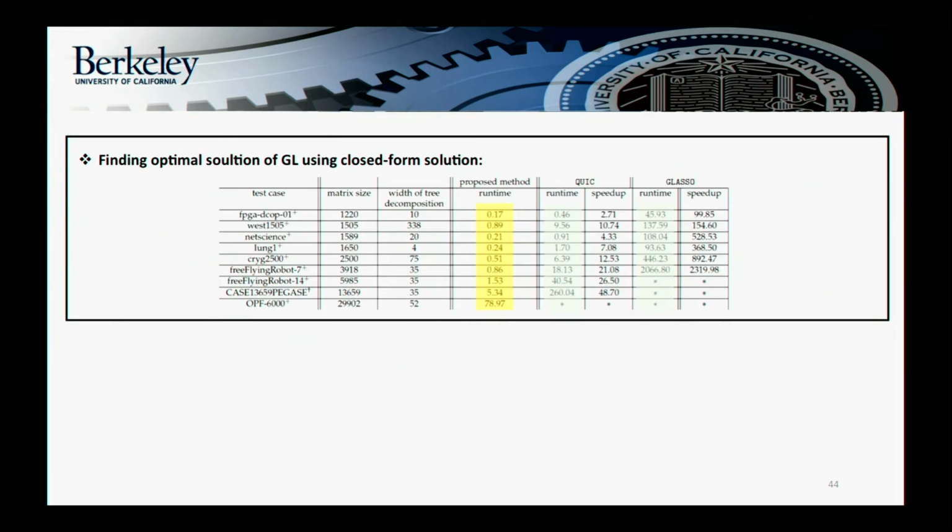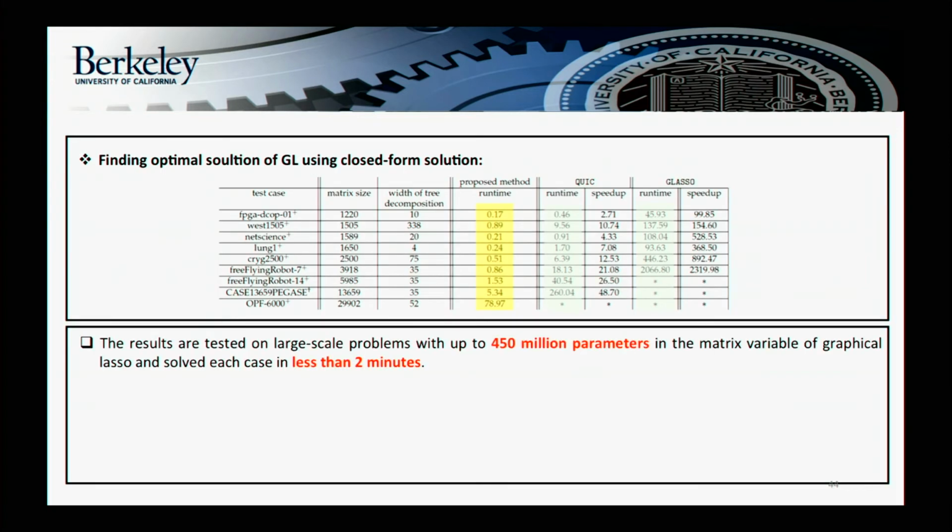Now, we applied this to some problems, and we've shown that for some problems of up to 450 million parameters, using the closed form solution, we can find the inverse covariance matrix or estimate the Gaussian graphical models in less than 2 minutes. While other state of the art methods, in particular the QUIC and G-lasso algorithms, didn't converge in the 2-hour limit.